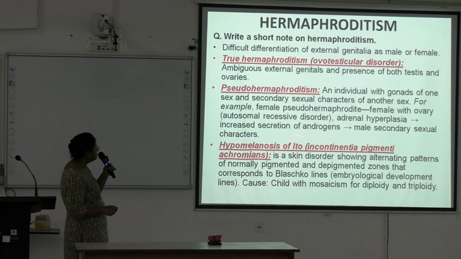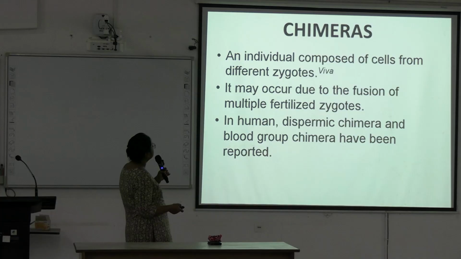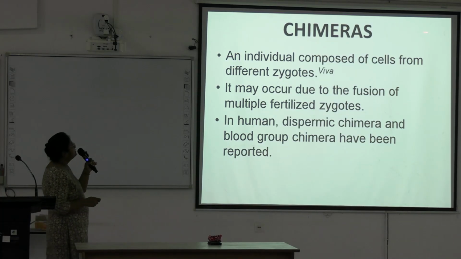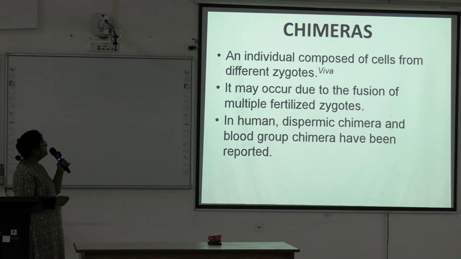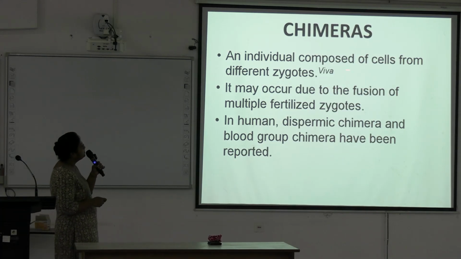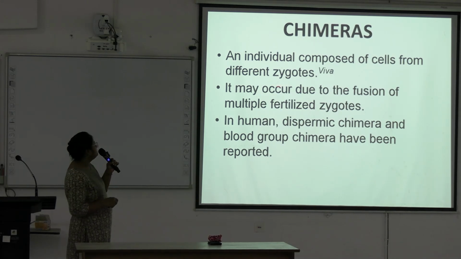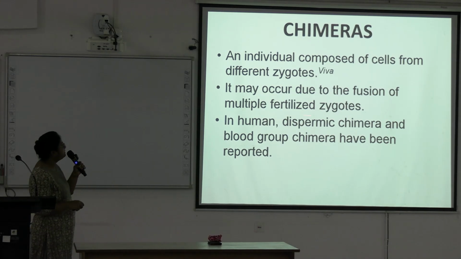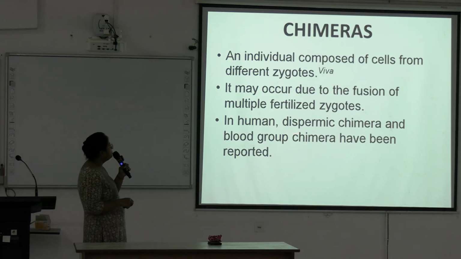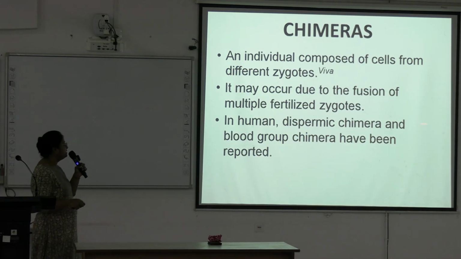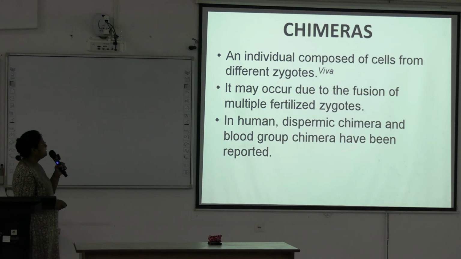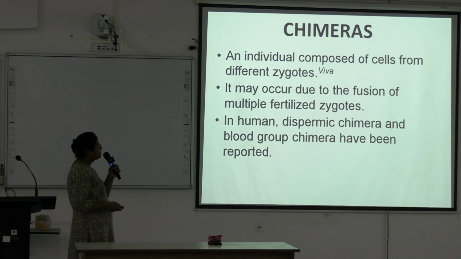Okay, another genetic condition. Next is chimerism or chimeras. What is this? An individual composed of cells from different zygotes. Different zygotes means there will be two different types of cells having two different karyotypes. It may occur due to fusion of multiple fertilized zygotes, and in humans, dispermic chimera or blood group chimera have been reported.